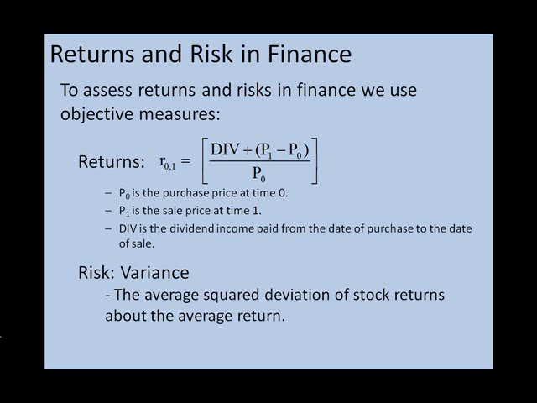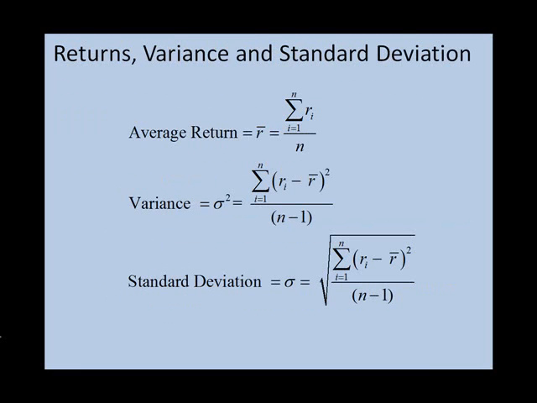In finance, we have several measures of risk. For the time being, we're going to look at variance. And variance is just the average squared deviation of stock returns around the average return for that stock. We've introduced a few new concepts here. Average returns are often denoted R bar, and they're going to be calculated as the sum of all the returns divided by the number of returns we observe.